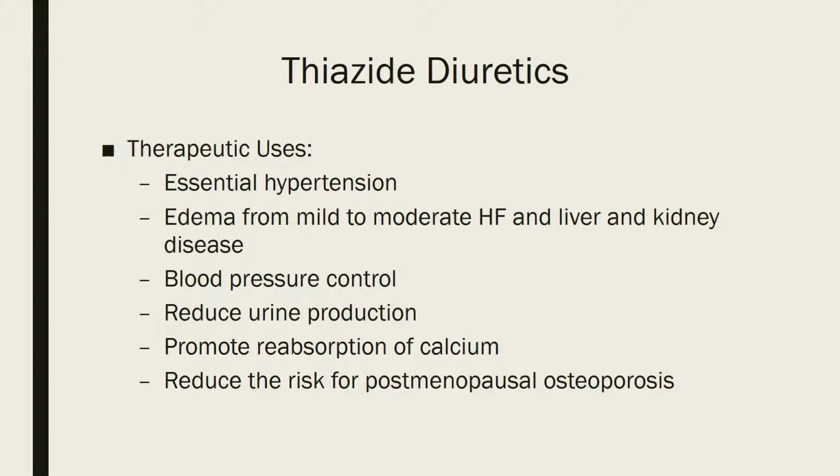Therapeutic uses: essential hypertension, which we talked about, edema from mild to moderate heart failure, and liver and kidney disease. Once again, diuretics not only are a first line treatment for hypertension, they are also for heart failure. Blood pressure control, reduce urine production, promote reabsorption of calcium, and then reduce the risk of postmenopausal osteoporosis.